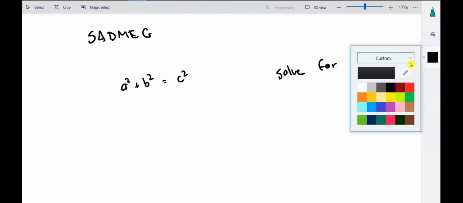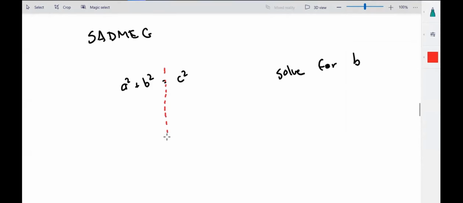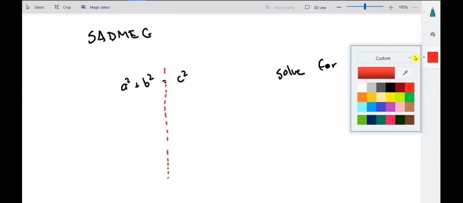So let's follow along with the SADMAG. Sounds so dumb, but hey, it works. So on the side of the b, the thing we need to isolate, do you see any subtraction or addition? Yes, I see addition right there. So I need to undo that.